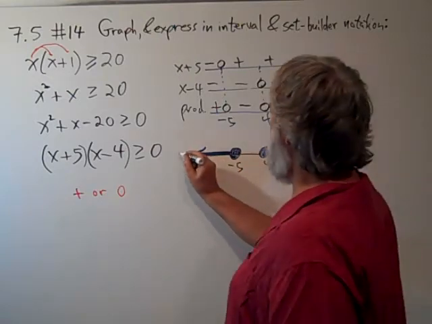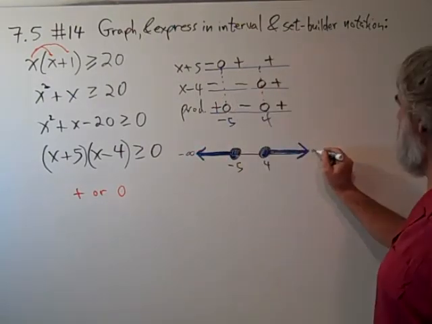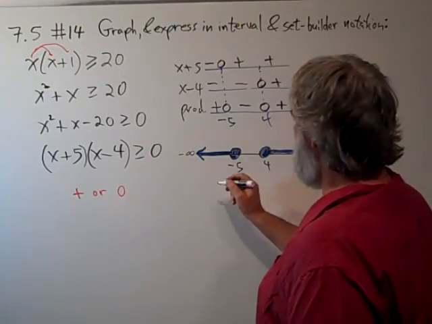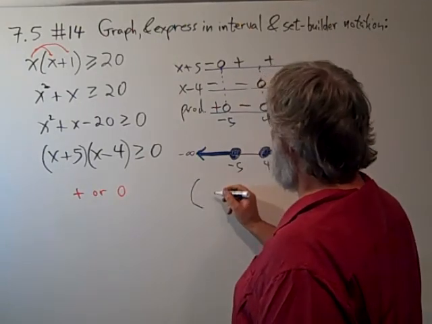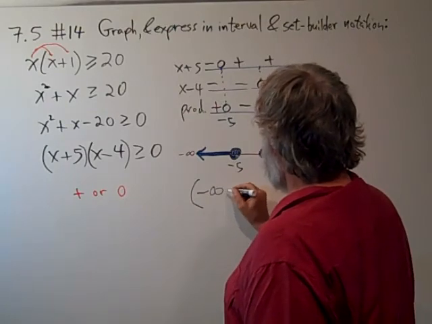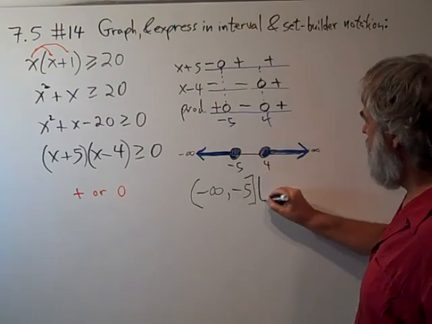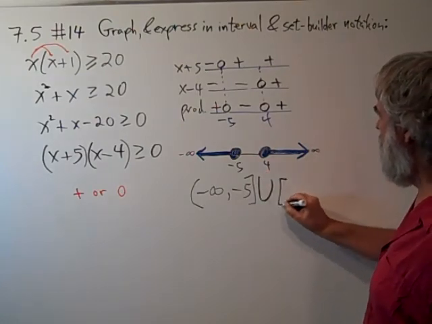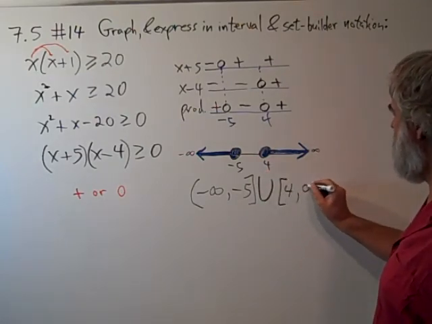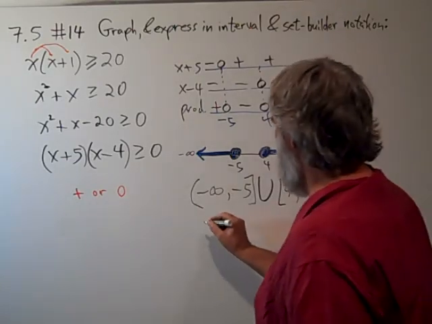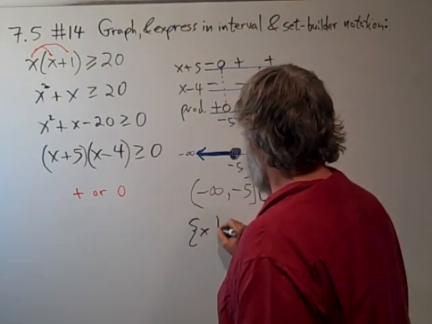If we think of negative infinity as living at the end of the line on one side to the left and positive infinity to the right, that helps to come up with the interval notation for this. Negative infinity all the way up to negative 5, including the negative 5, union everything from 4, including 4, up to infinity.